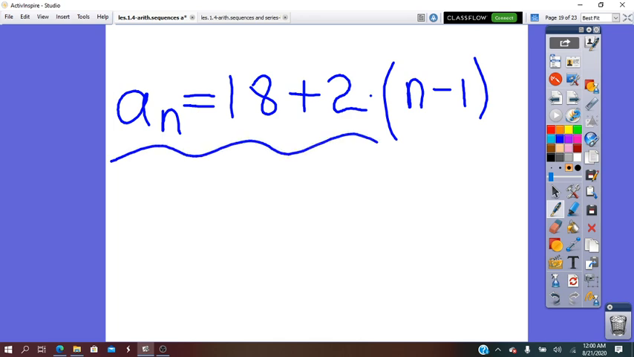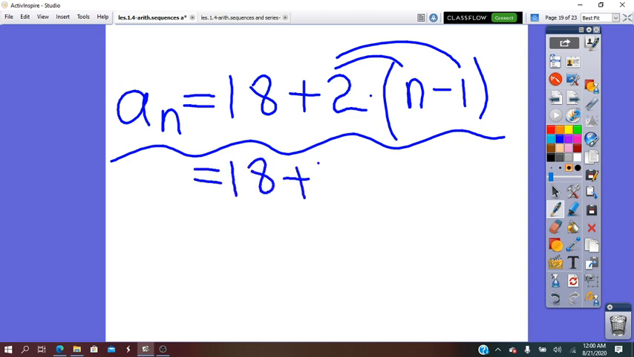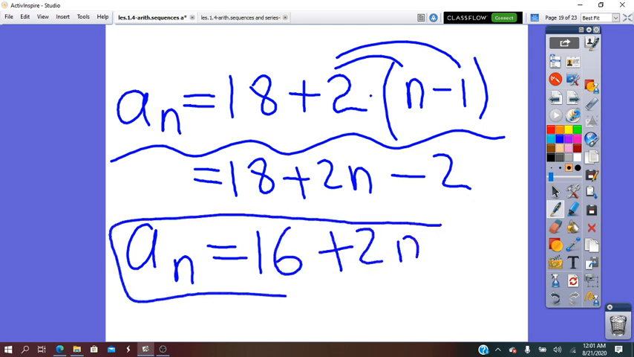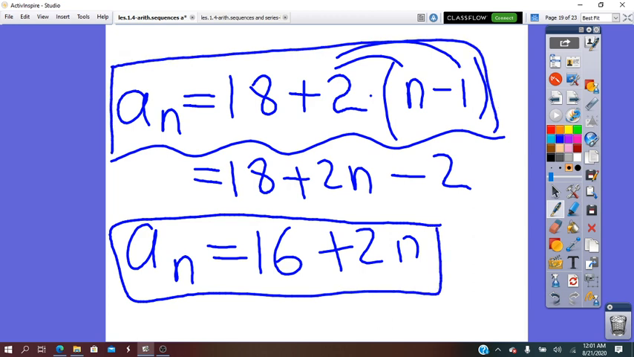We can leave it in this form or we can distribute and get it into the simplest form. It will be 18 plus 2N minus 2, which means that the nth term equals 18 minus 2, which is 16, plus 2N. So you can work with this, or you can keep it as it is and simplify it at the end when you substitute for N.